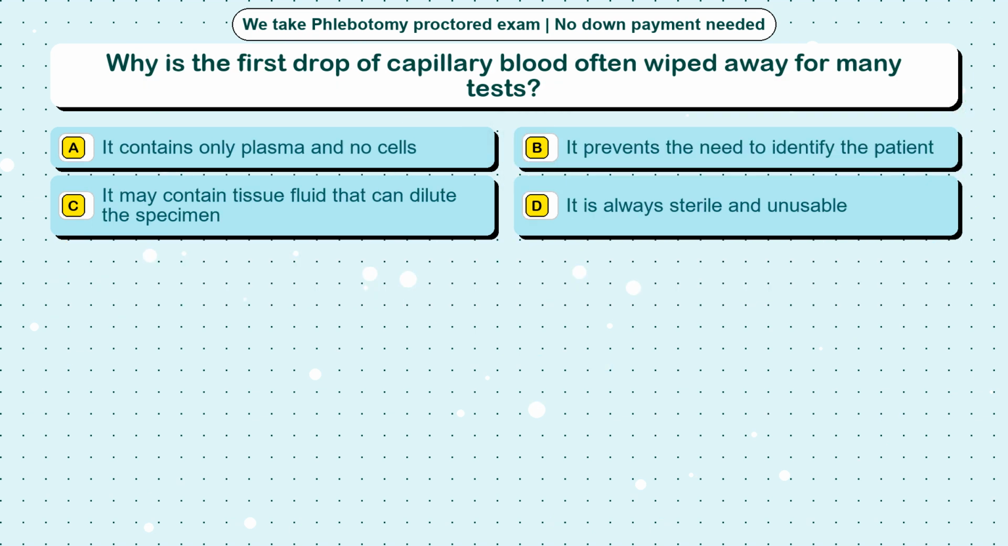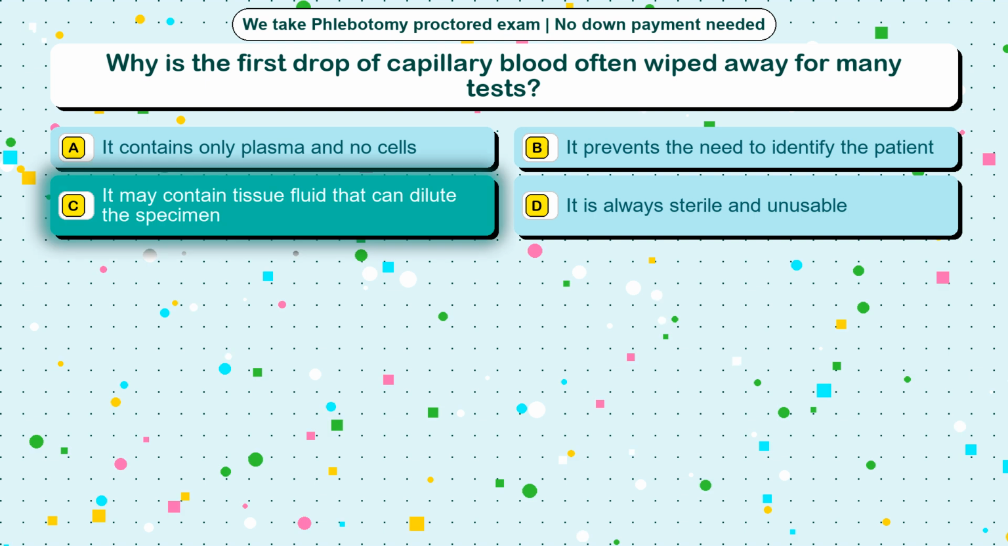Question 14. Why is the first drop of capillary blood often wiped away for many tests? Option A. It contains only plasma and no cells. Option B. It prevents the need to identify the patient. Option C. It may contain tissue fluid that can dilute the specimen. Option D. It is always sterile and unusable. The correct answer is option C.